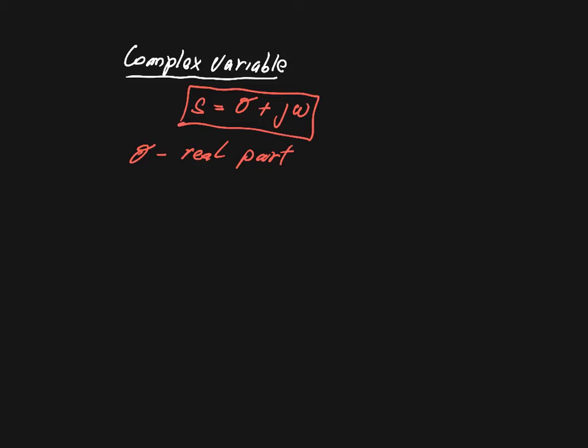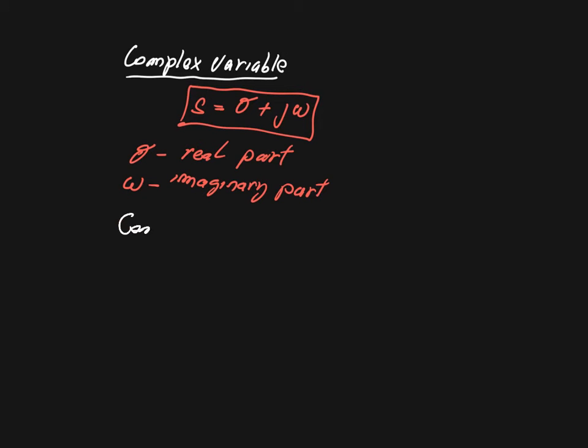For example, we can look at the complex variable s, which is equal to sigma plus j omega, where in this case we have sigma, that is the real part of the complex variable, and omega is the imaginary part. Notice that sometimes I will use the letter omega, and sometimes I'm going to refer to this as w.